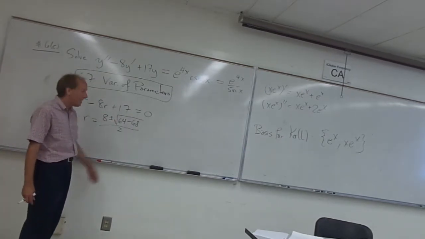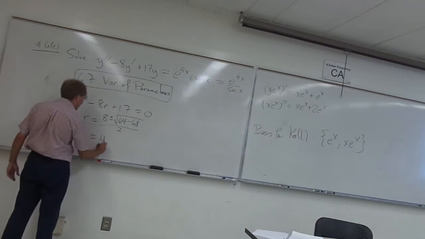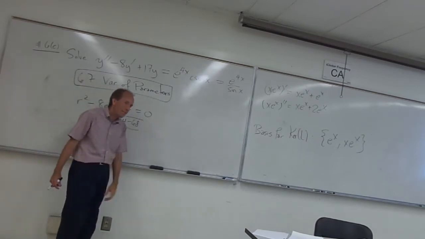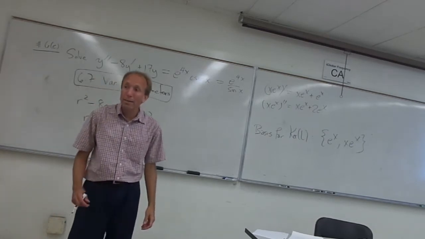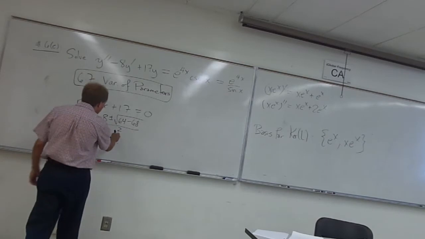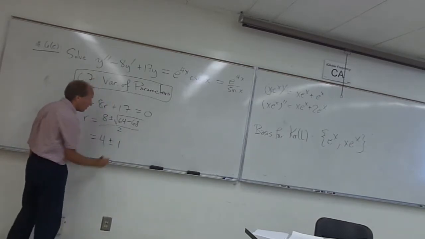Okay, so that's the equation. Now 8 over 2 is just 4. And then what's the square root of 64 minus 68? The square root of negative 4, which is 2i. And then I have to divide that by 2. So I get 4 plus or minus i.